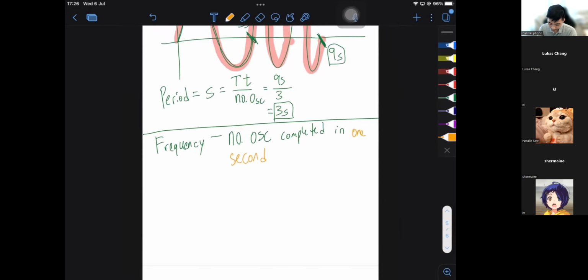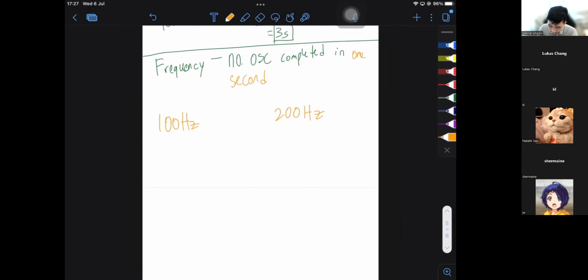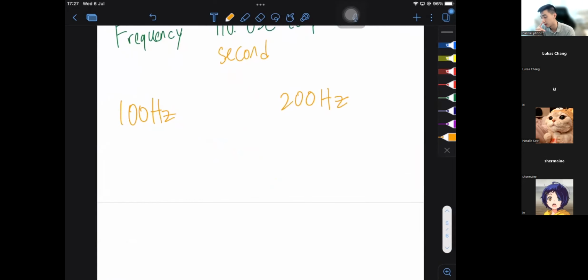So guys, let's imagine today, if I have a wave that has 100 hertz versus another wave that has 200 hertz. You know what the 100 hertz and the 200 tells me? The 100 hertz tells me that in 1 second, the wave completed 100 oscillations. So if I were to draw a time graph, it'll be like 100 of this, and it only took a total time of 1 second.